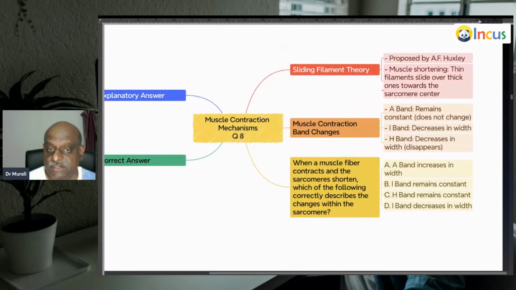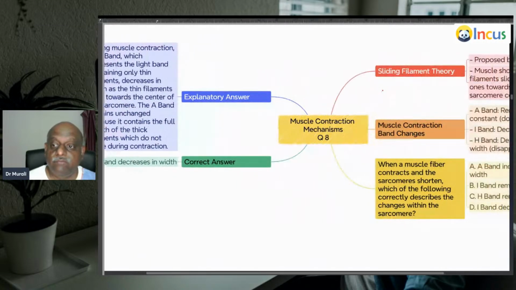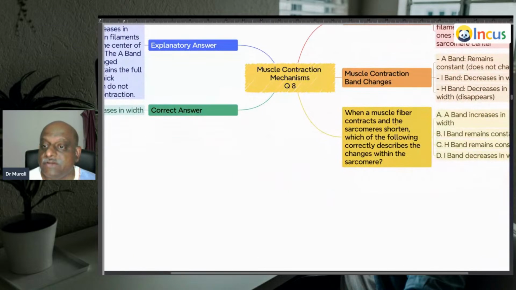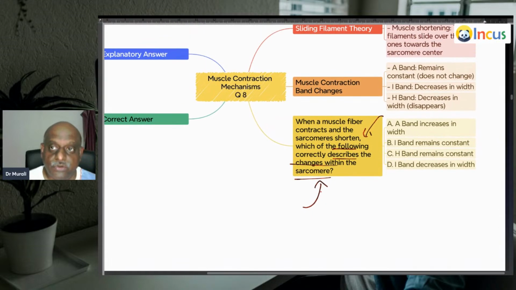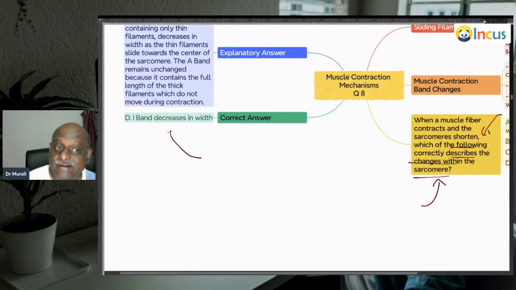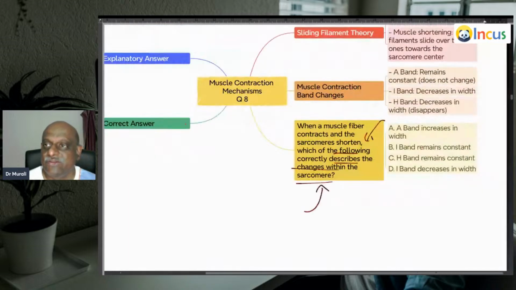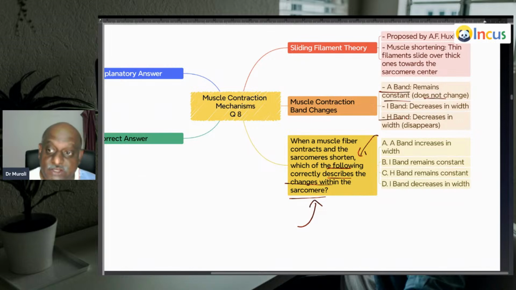So the next question. When a muscle fiber contracts, sarcomeres shorten. Which will describe the changes in the sarcomere? You should know the I band decreases in width. So you need to have an idea, doctor, what is the A band? The A band remains constant, it does not change. The H band decreases in width, the I band decreases in width.